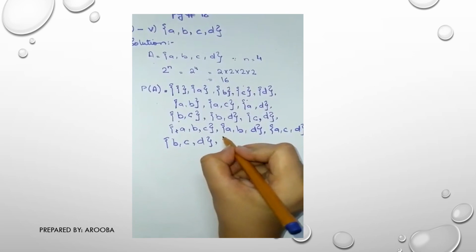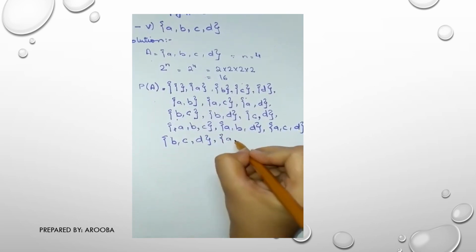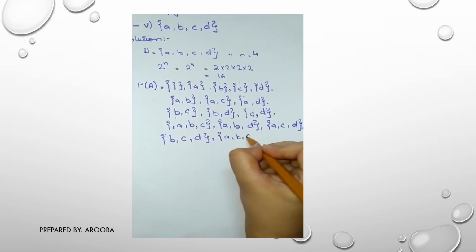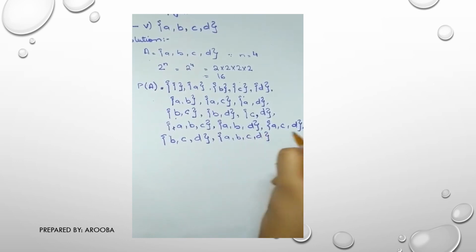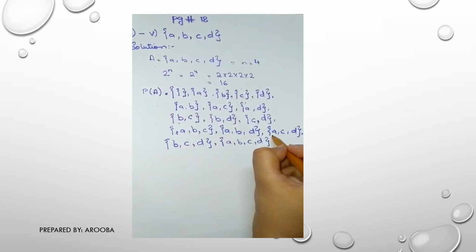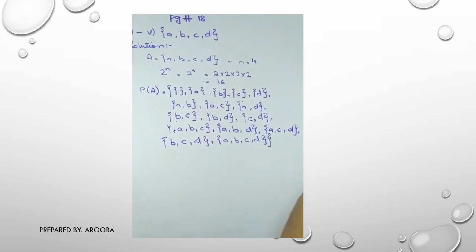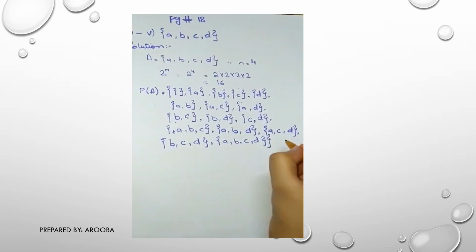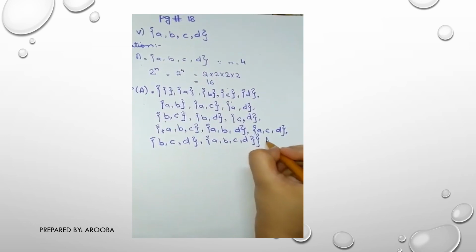No, we haven't yet. So now the last subset will be A, B, C and D. Now the required number of subsets are generated. That was 16. Closing the power set, and this is our answer.